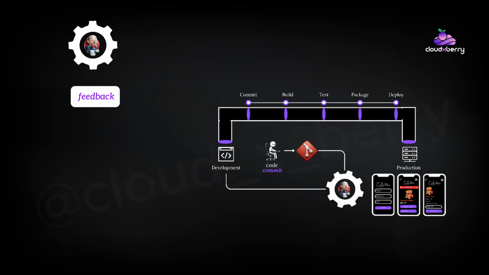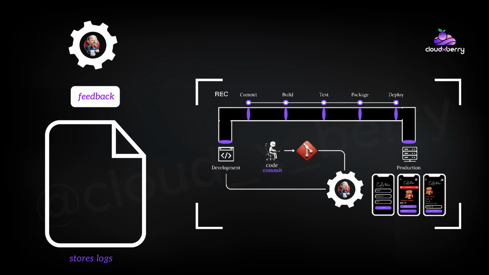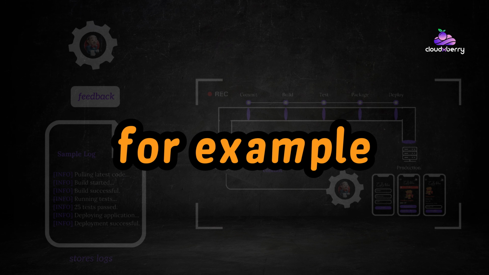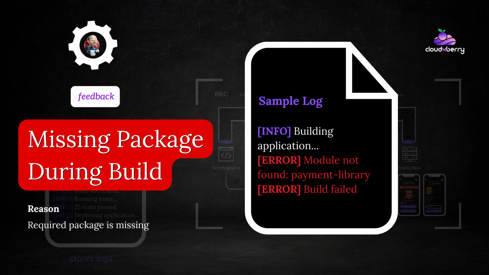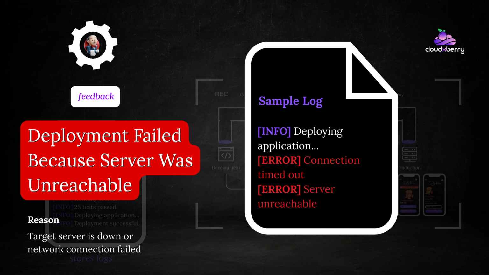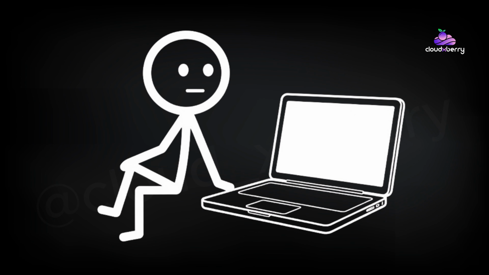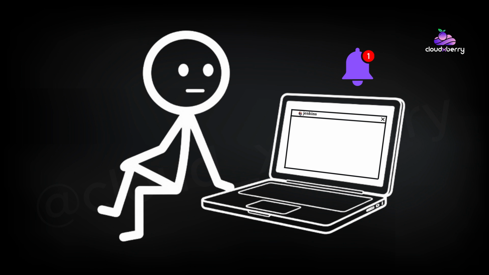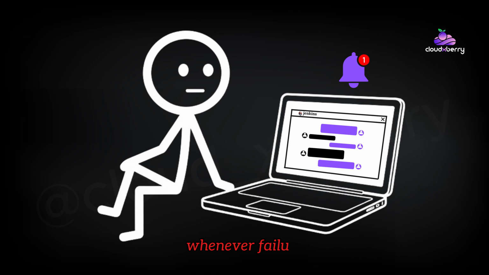Another major advantage of Jenkins is feedback. Whenever Jenkins runs a job, it stores logs. Logs are records showing exactly what happened during execution. For example, maybe the build failed because a package was missing. Maybe a test failed after a login change. Or maybe deployment failed because the server was unreachable. Instead of guessing, developers can immediately open Jenkins and see where the problem happened. Jenkins can also notify teams through email, dashboards, or chat tools whenever failures occur.